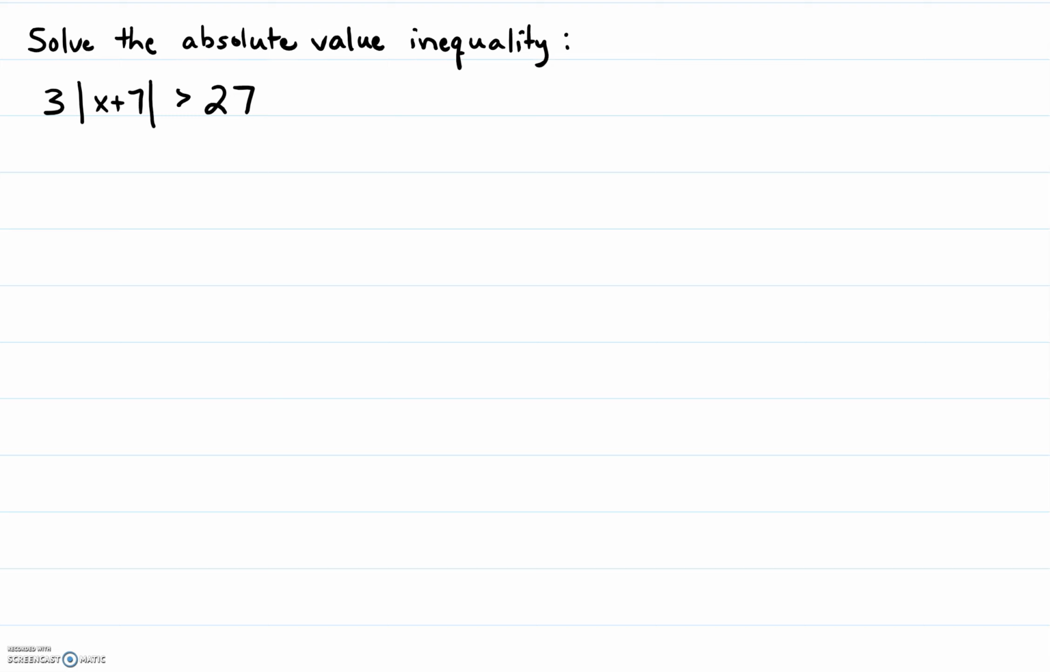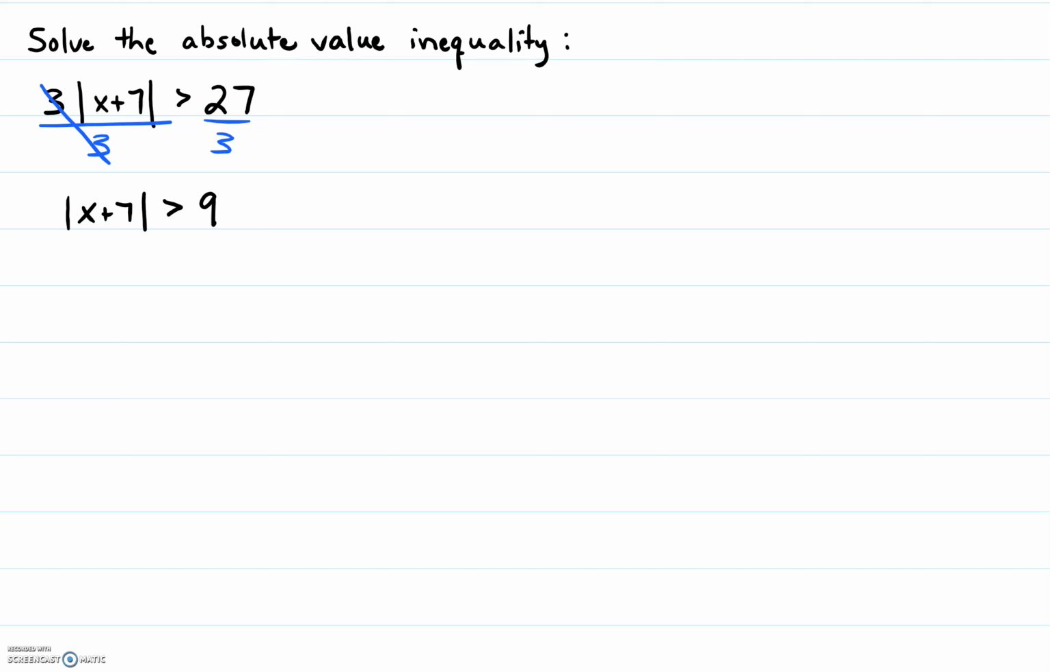So right now the absolute value term is the absolute value of x plus 7, and the only thing keeping it from being isolated is the 3 being multiplied by it. So that's why we're going to divide both sides by 3. That's going to cancel that 3 out, leaving us with the absolute value of x plus 7 greater than 27 divided by 3, which gives us 9.